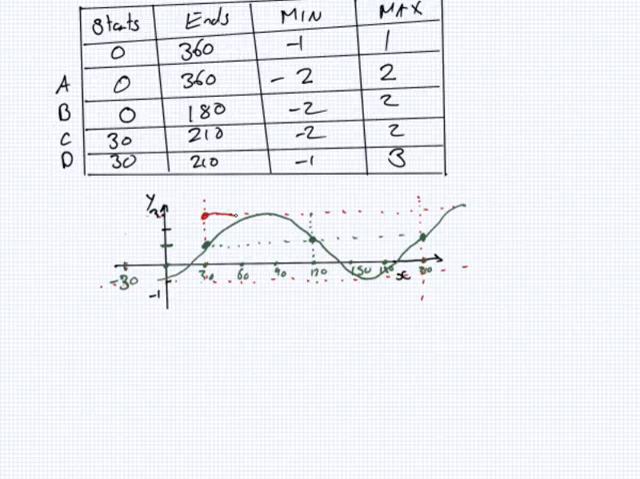Let's try it again. That would be the only difference if it was a cos graph. So it's the same technique for everything here. A good clear table of the effects of A, B, C, D will help you draw the graph.